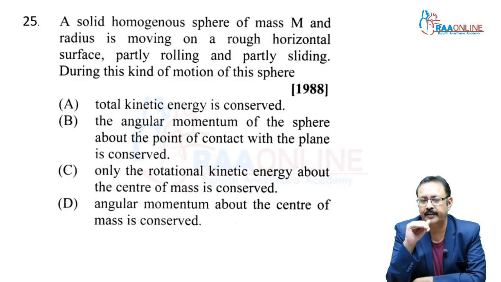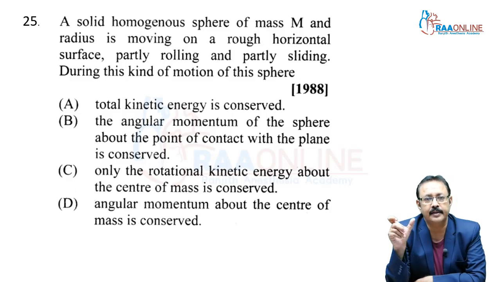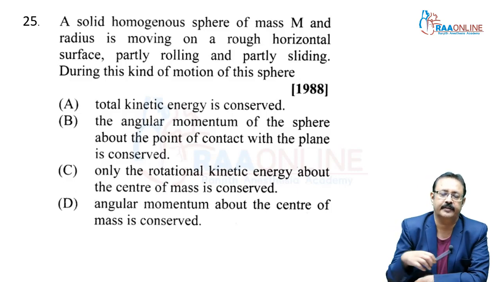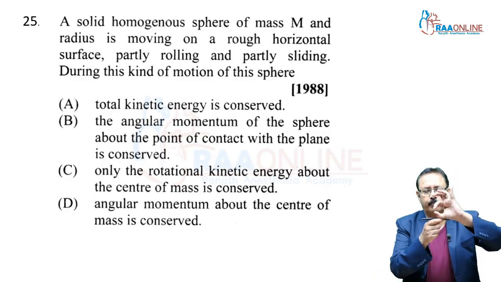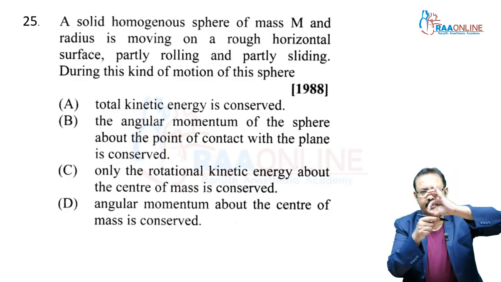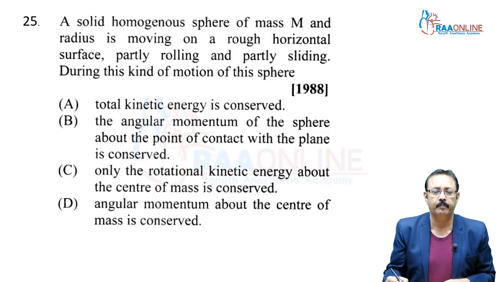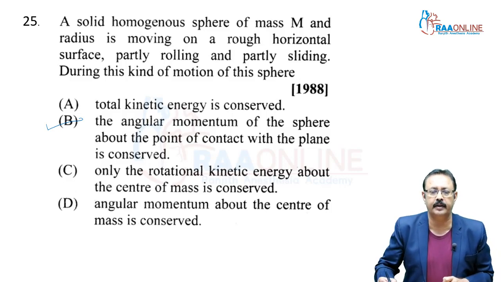Energy cannot be conserved because the plane is not smooth. Definitely we have loss of energy due to friction. Only, since torque is absent, angular momentum should be conserved, and the rotation is about the axis of the point of contact. Rolling is like this. So we are going with B. The angular momentum of the sphere about the point of contact with the plane is conserved.